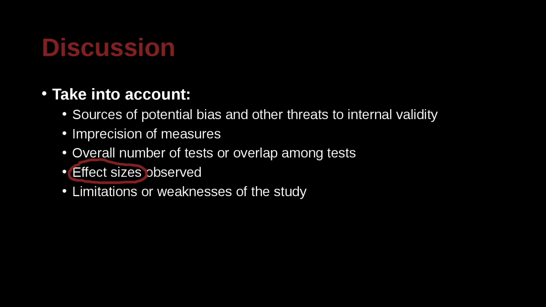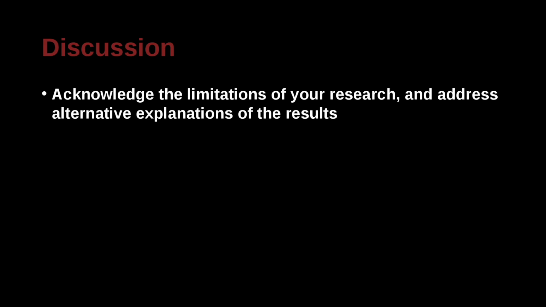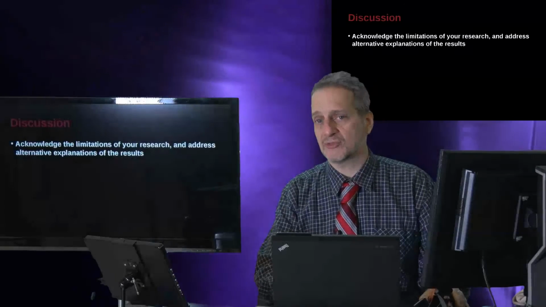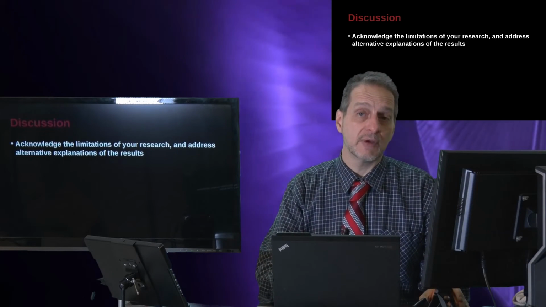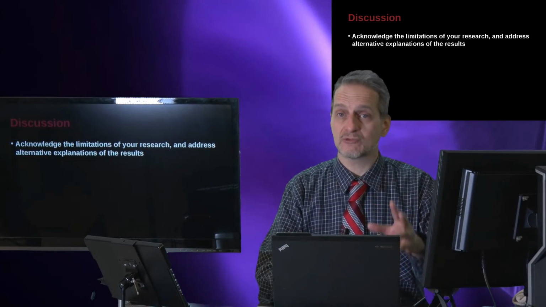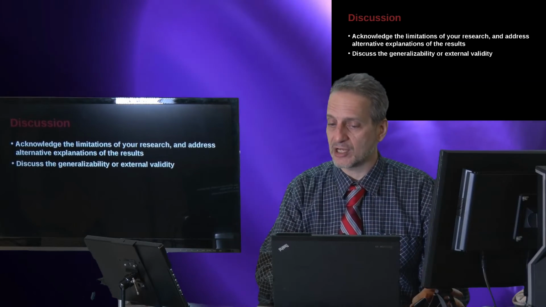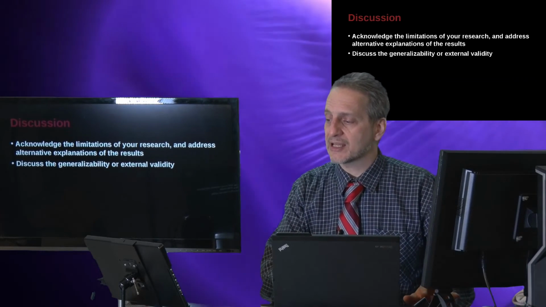Limitations, weaknesses. What were some things you could do better? What were some things that could have caused a problem in your discussion? That's something you can cover. Acknowledge the limitations of your research and alternatives. What are some other ways you could have done this research? Or in the future, maybe other researchers would like to do this research. What are some things they should be careful of?